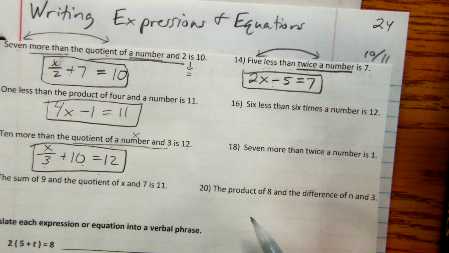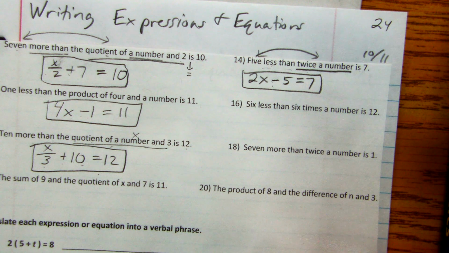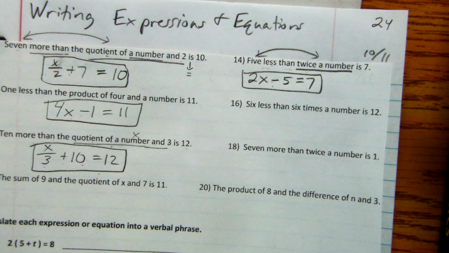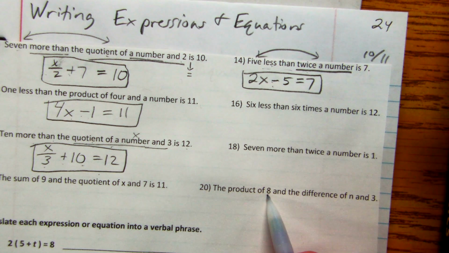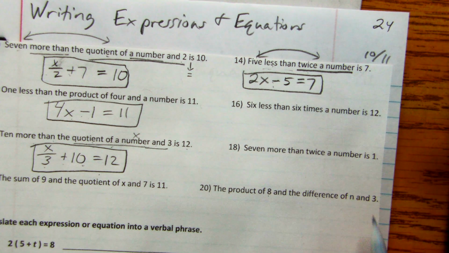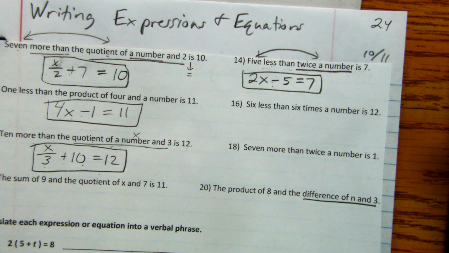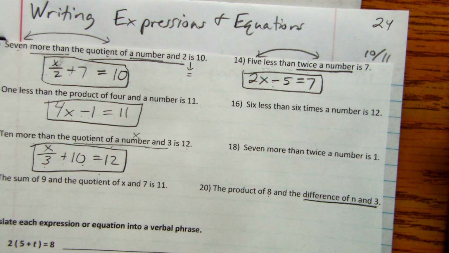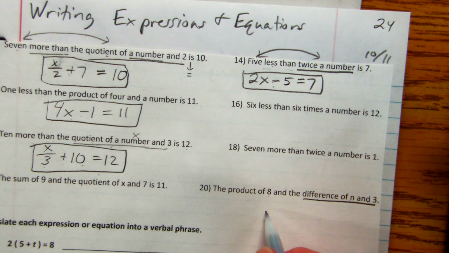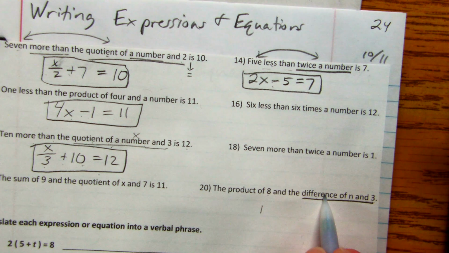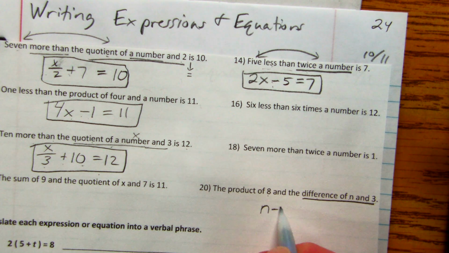Now, number 20 is not an equation. It doesn't have an is or anything like that in there, but it is a special kind of phrase. It says the product of 8 and the difference of n and 3. Well, you always want to do what's with, where it says a number, or if it gives you a variable, do that part first. So the difference of n and 3, how would I write that? n minus 3, good.